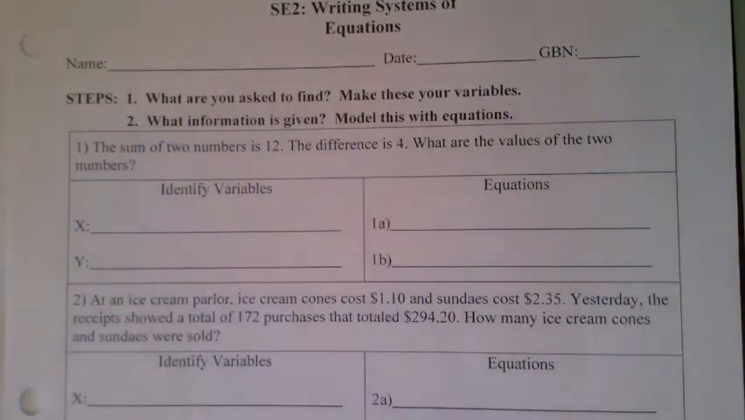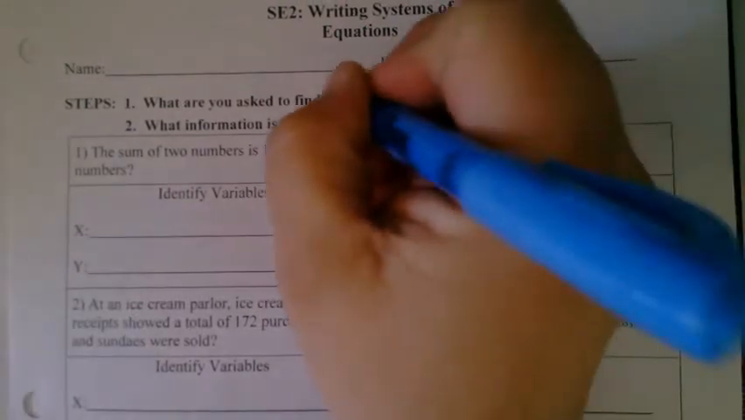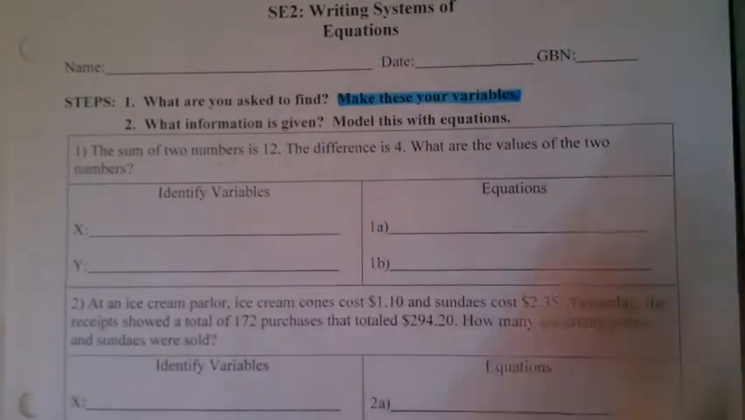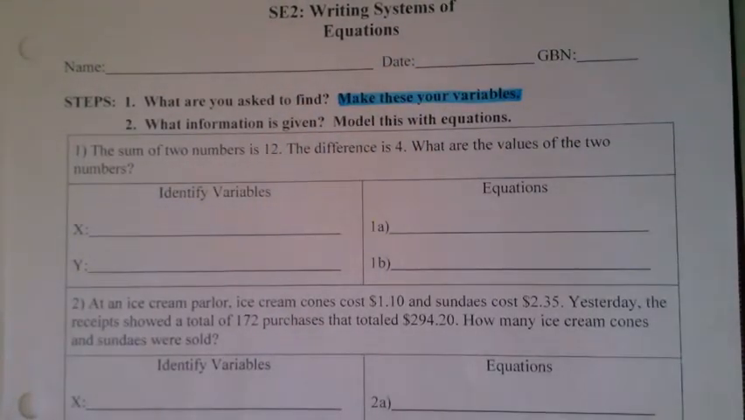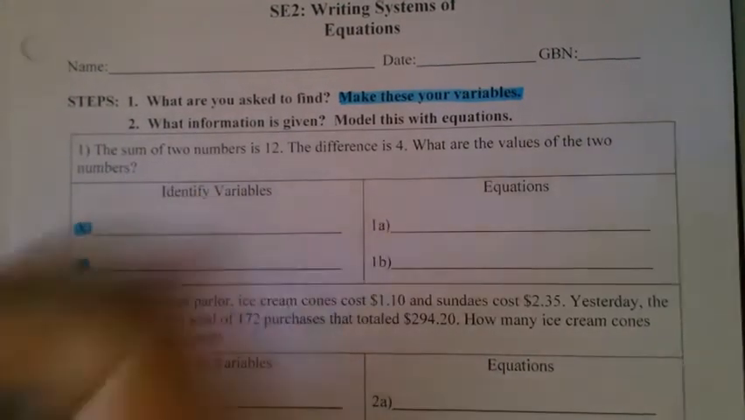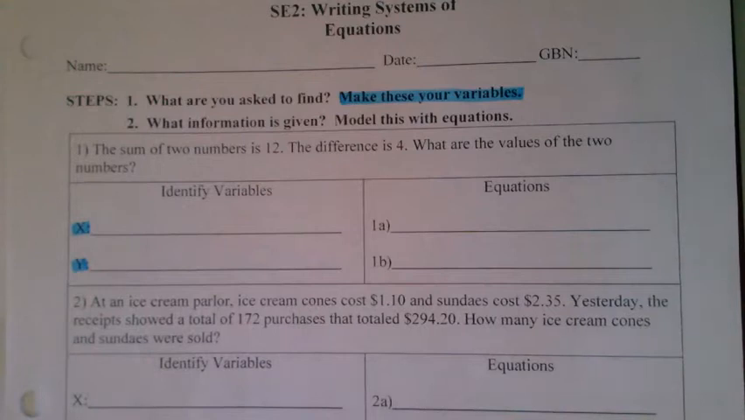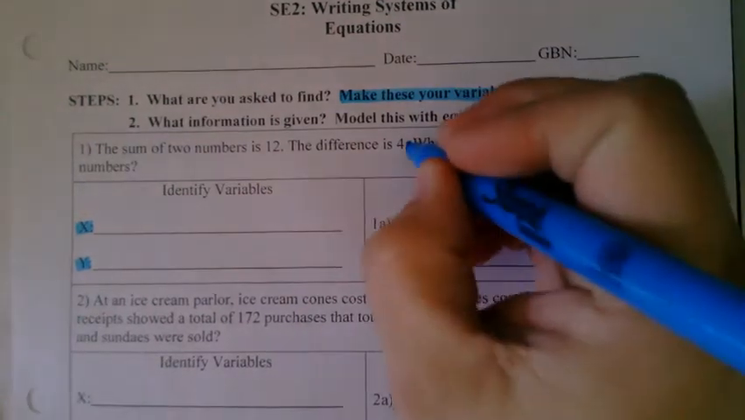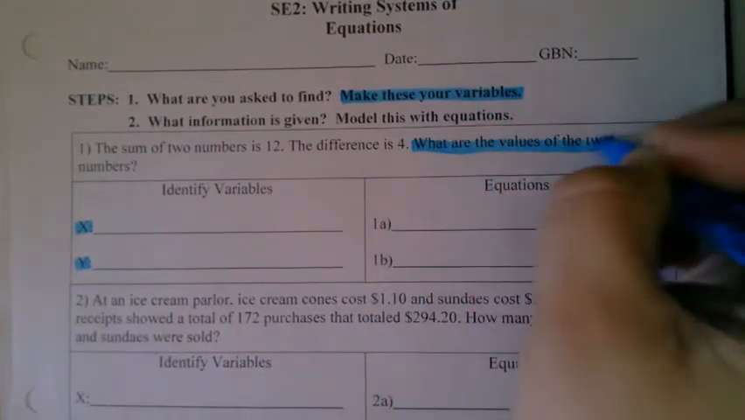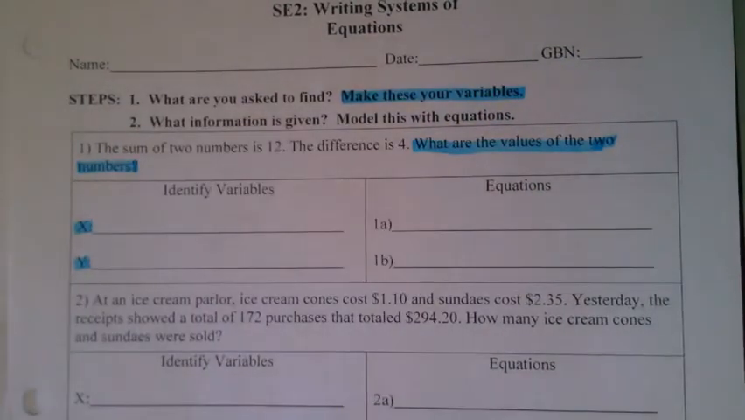Well, our steps up here say, what are you asked to find? Make these your variables. So the first thing you're always going to do is define your 2 variables because we have to have 2 variables if it's a system. So we need to have X and we need to have a Y to put into our system of equations. The question in the word problem, the last part where it says, what are the values of the 2 numbers? That is always going to clue you in to what your variables will represent.